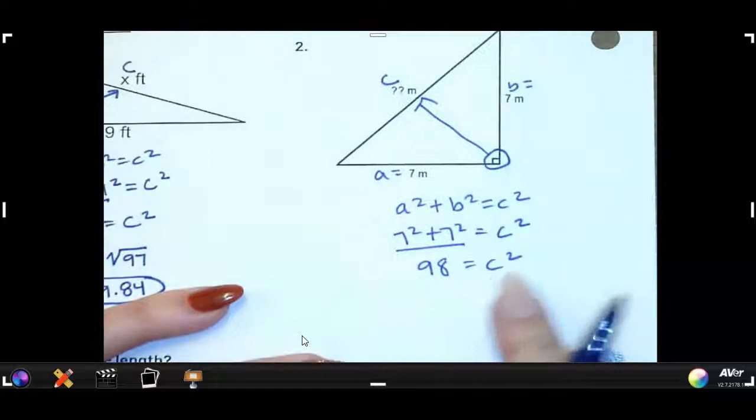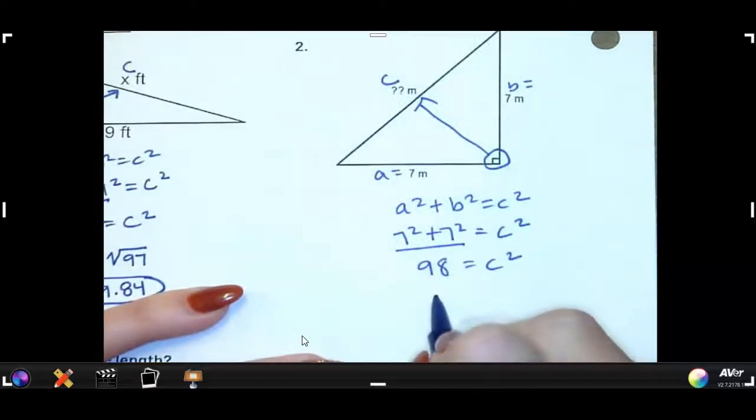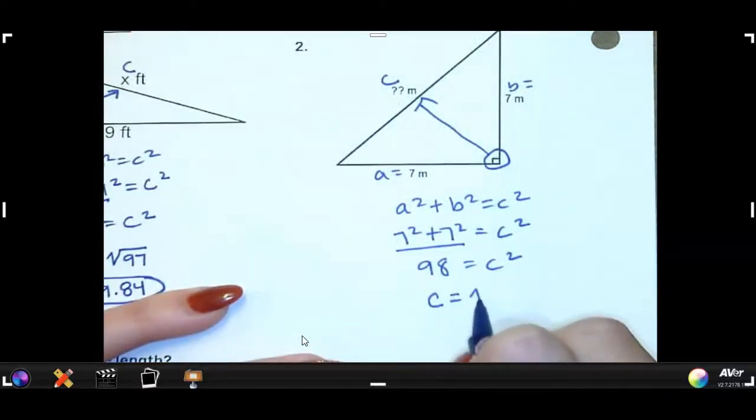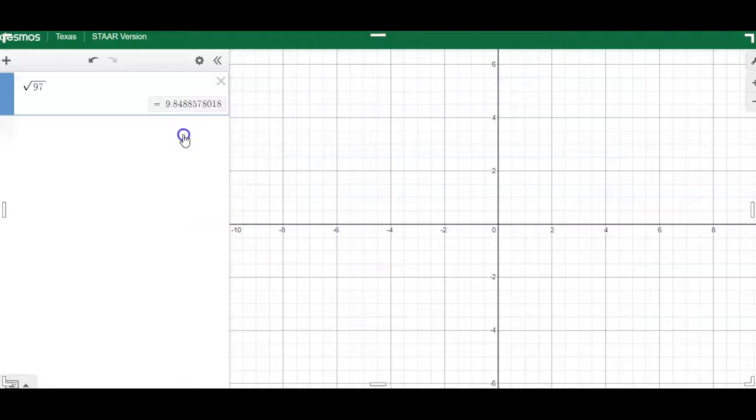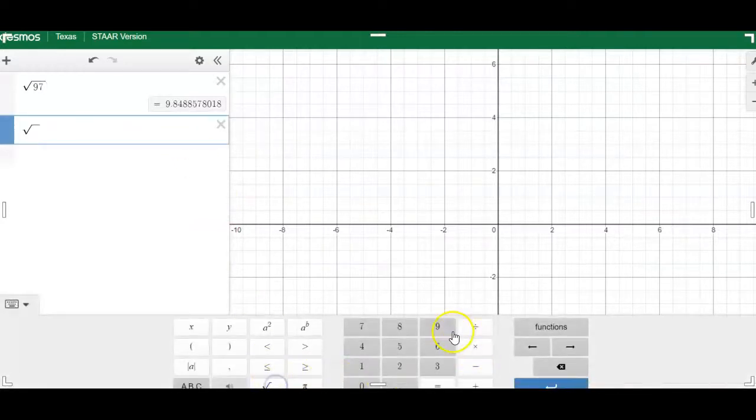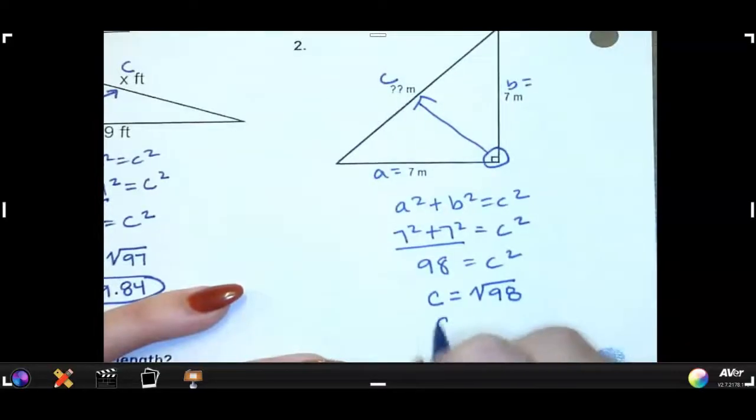But remember, we don't want C squared, we just want C. So if we want C, we're going to have to do the square root of 98. So Desmos, square root of 98. Again, we're just going to go 2 decimal places. So 9.89. C equals 9.89.